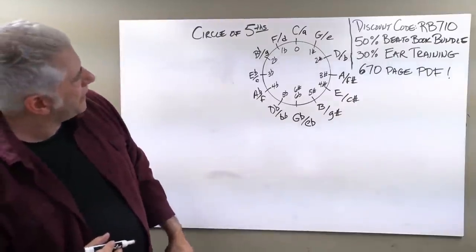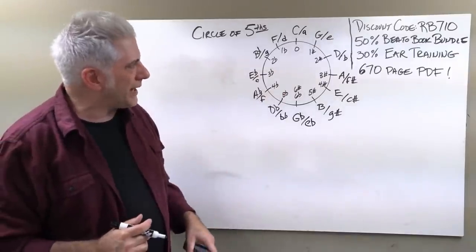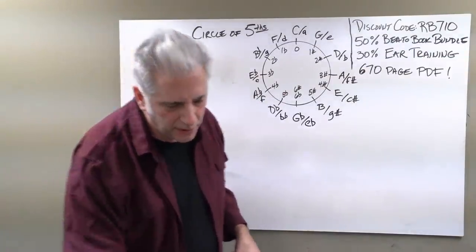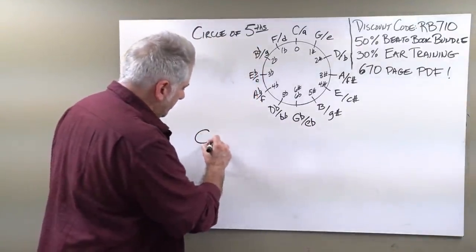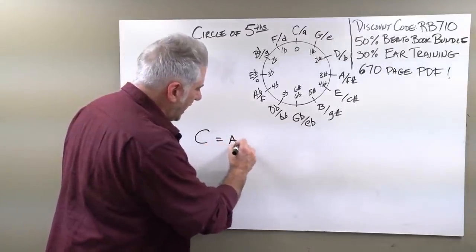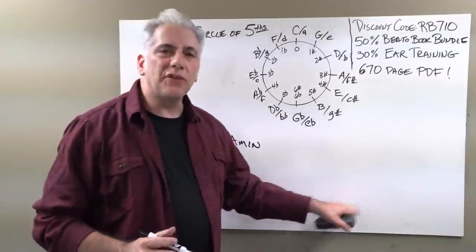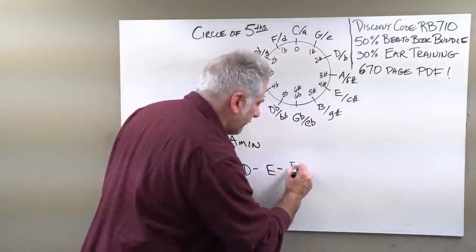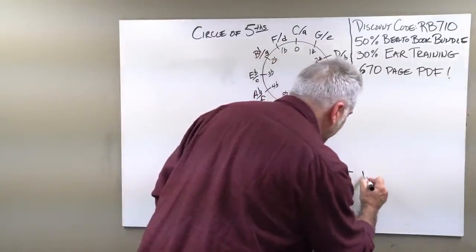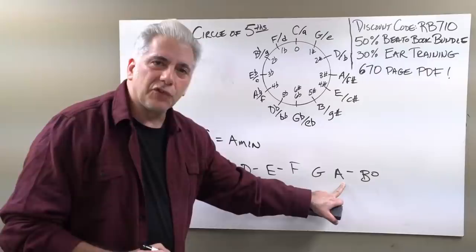Did I do all this right? Yeah, I did. These are all the relative minors that go with the major. Like I said, they're all a third below. So, C major equals A minor, okay? So if I take all the chords in C major: C, D minor, E minor, F major, G major, A minor, B diminished, right? And I start here and I make this the one chord, right?